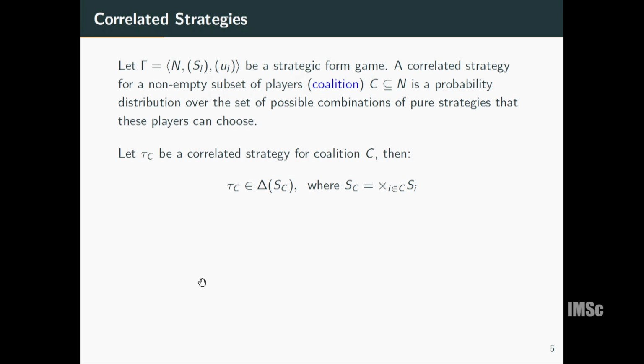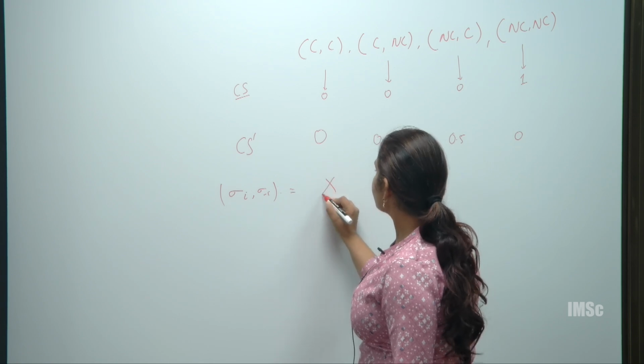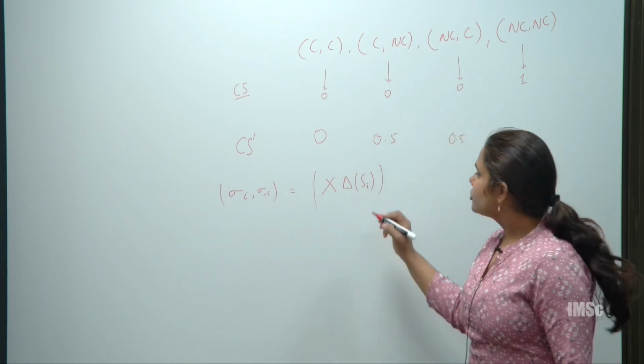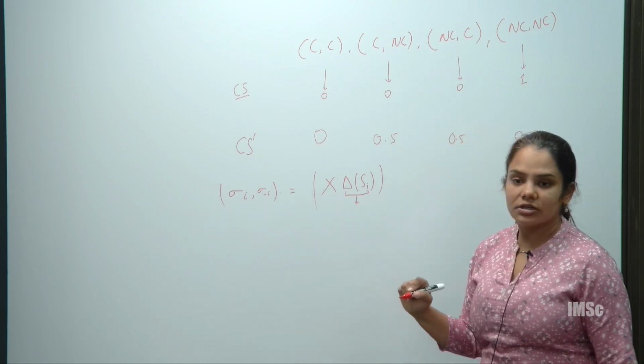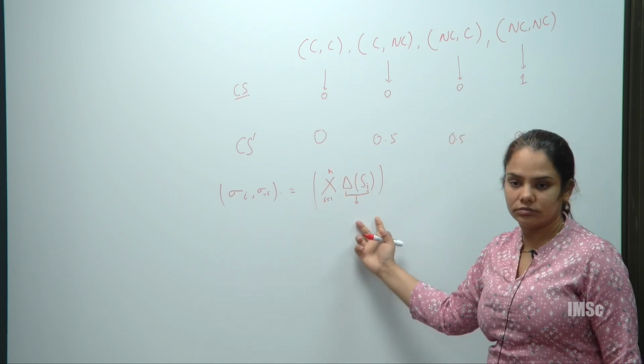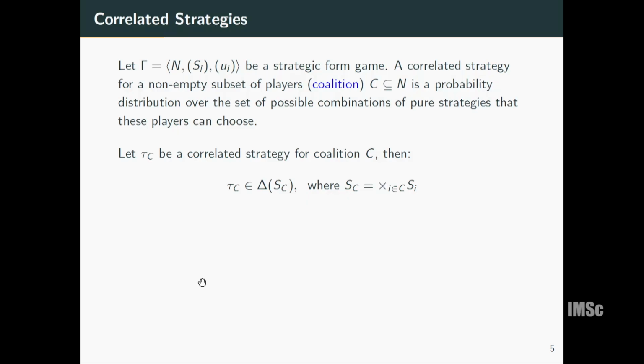In the mixed strategy, when I say sigma_i is the mixed strategy, and I say sigma_i comma sigma_minus_i, this is the mixed strategy, right? So then what is this? This is nothing but the Cartesian product of delta S_i. For each S_i you define a probability distribution and then you take the Cartesian product. So this was your mixed strategy. Please let me know if I should take examples, if it is not clear.